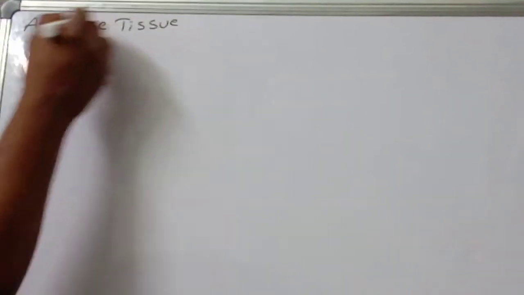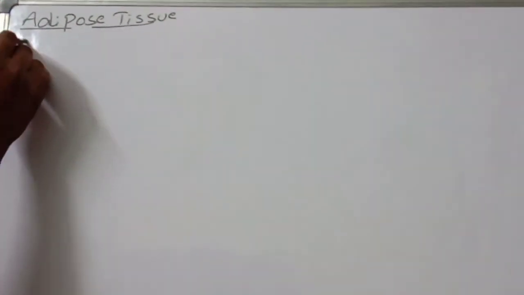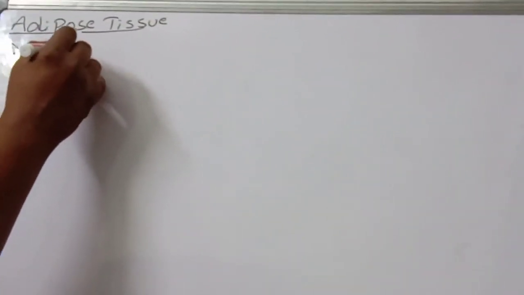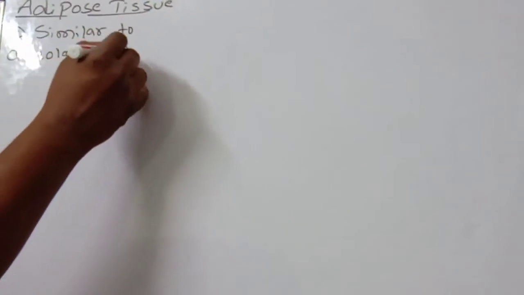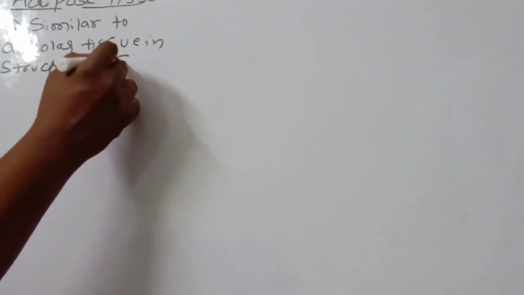Good morning, children. Today we are going to continue with the next simple tissue, that is adipose tissue. Adipose tissue is very similar to areolar tissue in structure and function.